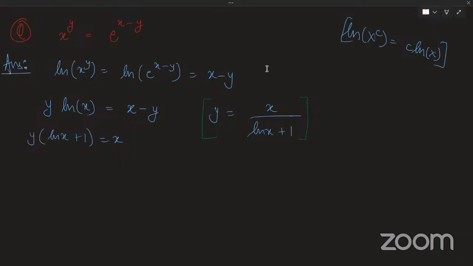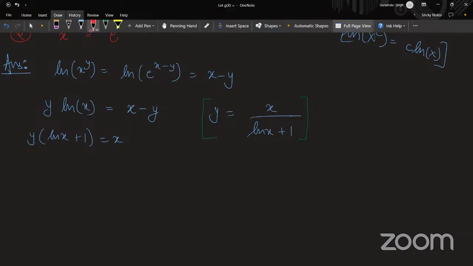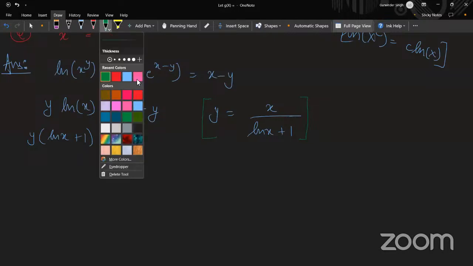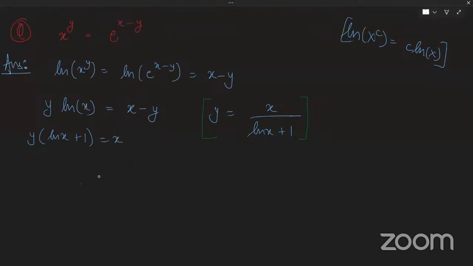How would you differentiate this thing? I want to find dy by dx. How would we do it? We have got two functions in division. How would you do it? Differentiate with respect to x. Yeah, but how would you do that? That is what I'm asking. You have got two functions in division. How do you do that?